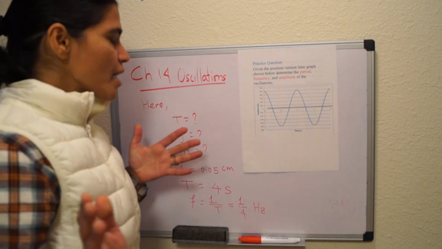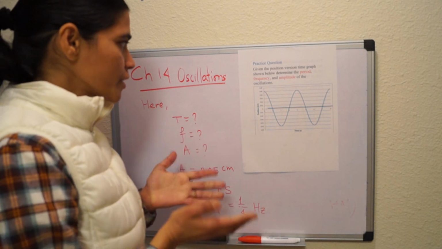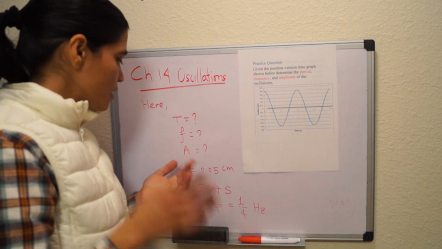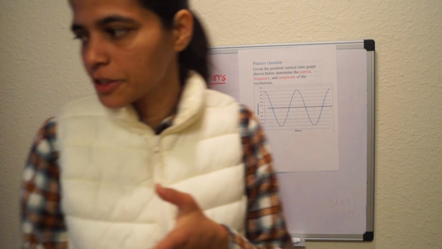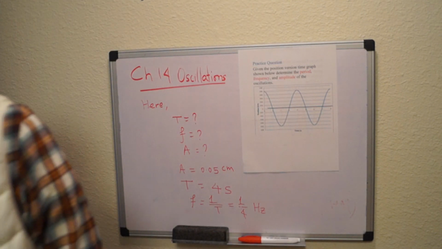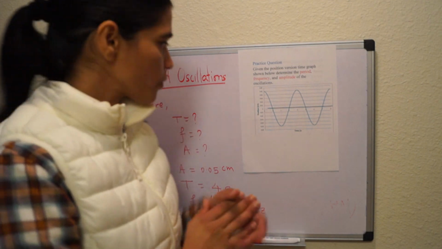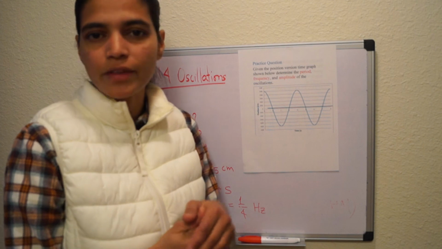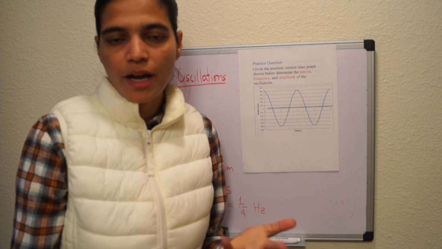Alright guys, I hope now you can find the time, frequency and amplitude if you are given the graph and the scale. In the next video, we are going to further advance our knowledge of the position versus time graph, and also look at the velocity versus time graph and so on.